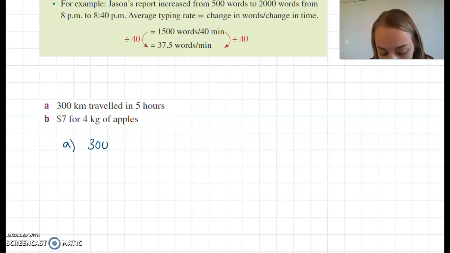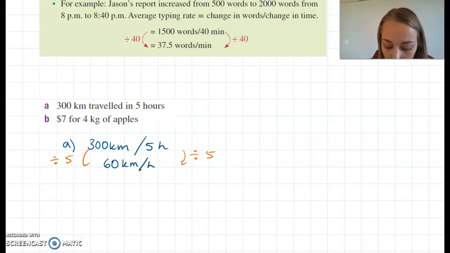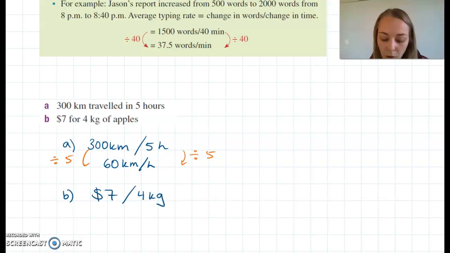So it was 300 kilometers, and we do need to write units every time for these ones because they're different units. And to simplify that, we are going to divide both sides by 5. And I like to write it on both sides just so I remember to do it to both sides. And so when we divide both sides by 5, we get 60 kilometers per hour. All right, and we don't need to write the 1 in front of that H because we know that it's just 1 H. The next one we have got is $7 for 4 kilos of apples.